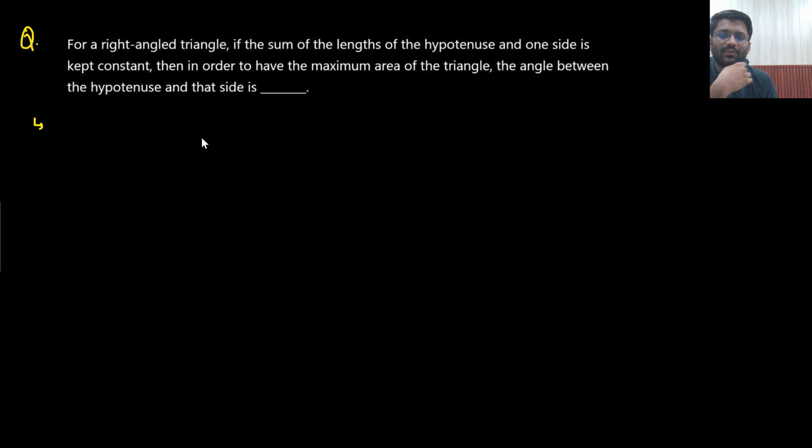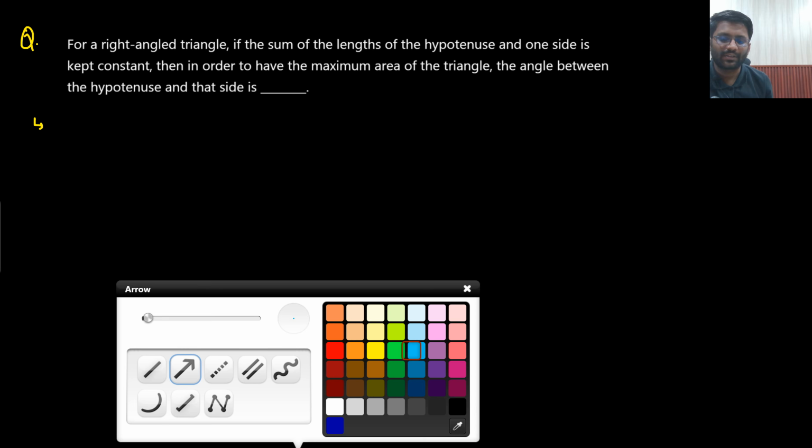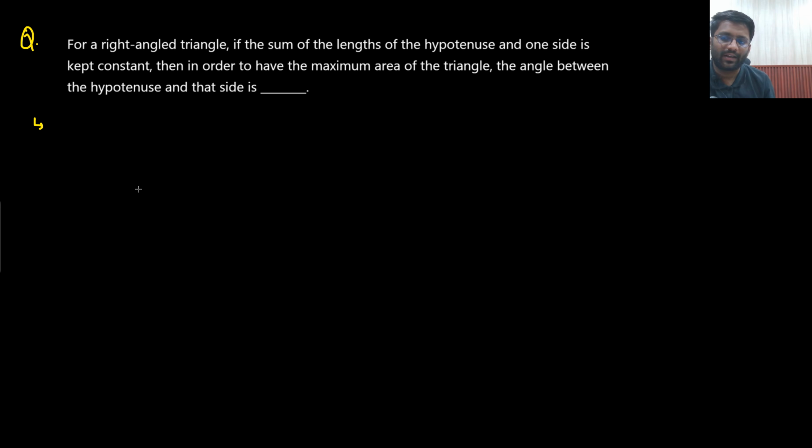Okay, let's go to the next one. For a right angle triangle, if the sum of the lengths of the hypotenuse and one side is kept constant, then in order to have the maximum area of the triangle, the angle between the hypotenuse and that side is. Right angle triangle we need to make first. Let's make a right angle triangle.